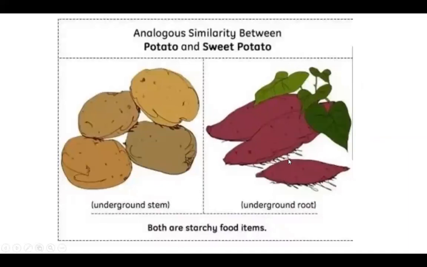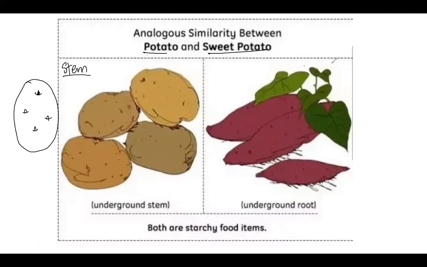And what's the example in plants? In plants you find this is potato, and the other one is sweet potato. Potato is a modified stem. You might have seen buds appearing on the potato. You might have observed a growing potato in the kitchen. That's a bud, and so it's a modified stem.